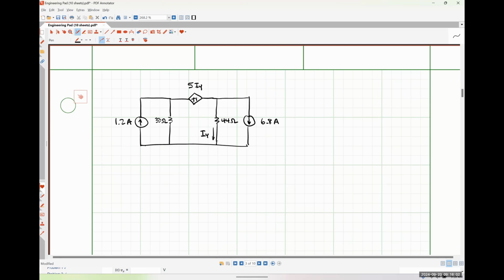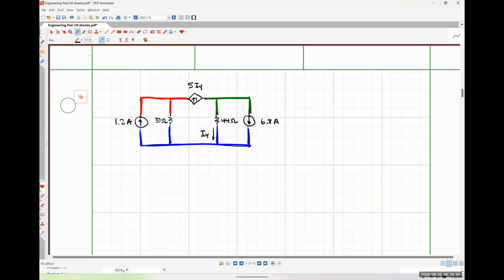So this is the circuit with my numbers, okay? So what's our first step? Identify our nodes. So there's one node. There's another node. Here is our third and final node.